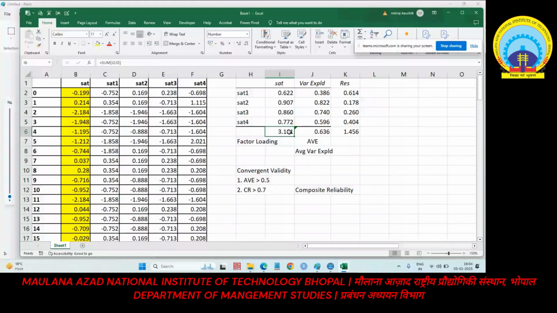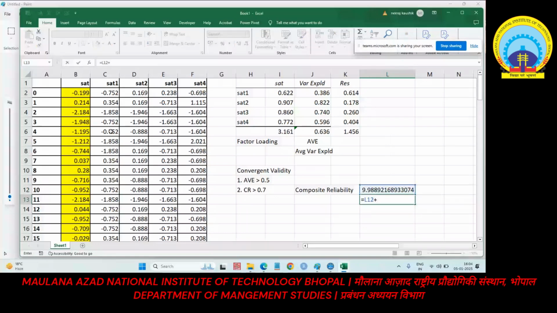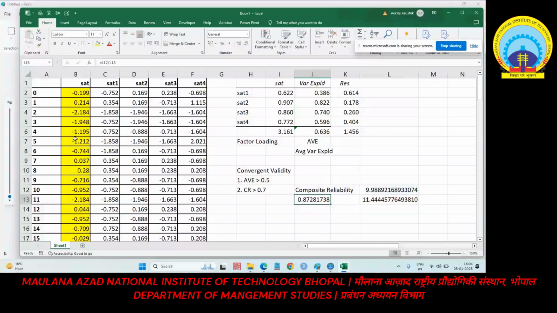So that is equal to this value, square of that. Divided by the same value, this value, plus the error term, the sum of the error term. And the ratio of the two is this value divided by this value: 0.827. This is the value of CR. How much should this value be? This value should be greater than 0.7. Our value is okay.